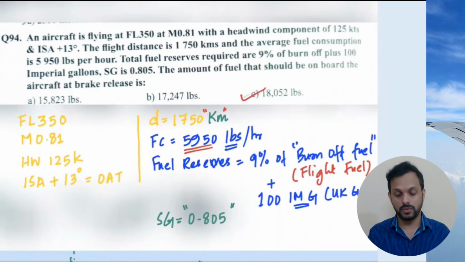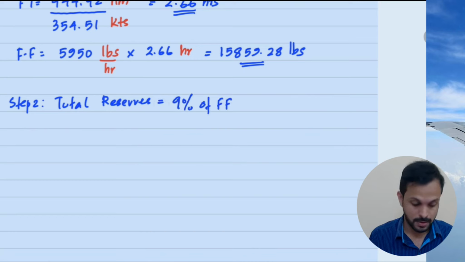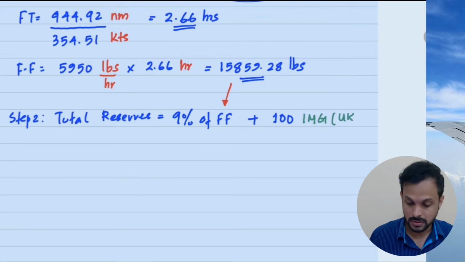So step number 2 is to find out the total reserves, right? Now total reserves is equal to 9% of flight fuel, which we have straight from here, plus an additional 100 Imperial gallons, which is same as the UK gallons of fuel.